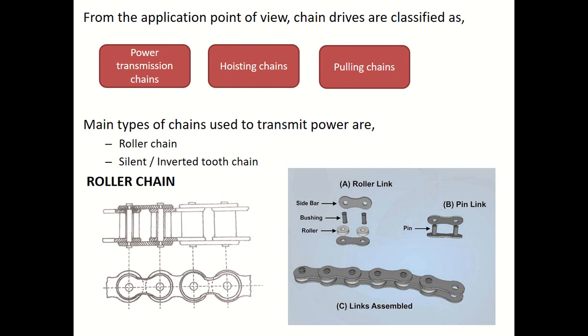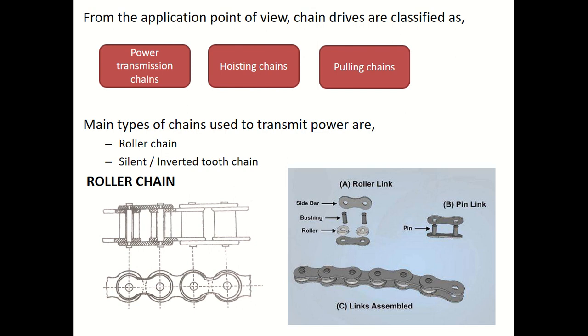So this pin passes centrally through the bush. You can see this is a pin and it is attached to a plate and it passes through this bushing. The roller surrounds this bush. The bush and roller will pass through this hole. And the roller turns freely on the bush and the bush turns freely on the pin, of course. This is very clear.